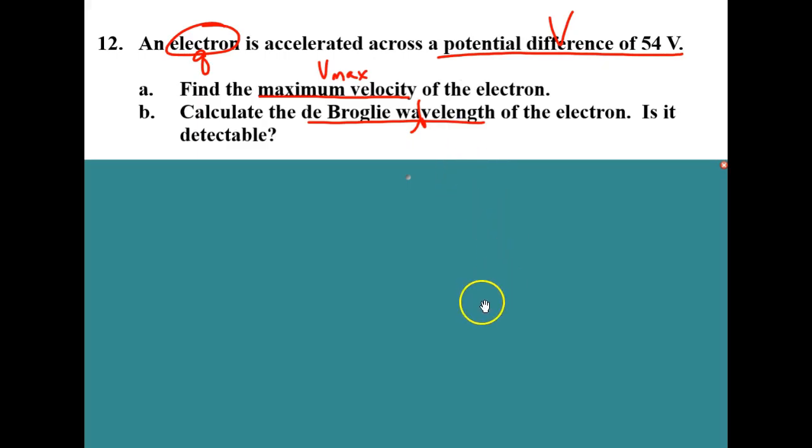Number 12, an electron is accelerated across a potential difference of 54 volts. Find the maximum velocity of the electron and calculate its de Broglie wavelength. Determine whether or not it's detectable. They told us it's an electron, so we know it's charged. They told us the potential difference, 54 volts, so they gave us V. What's the tie-in between the information they gave us and finding the maximum velocity?